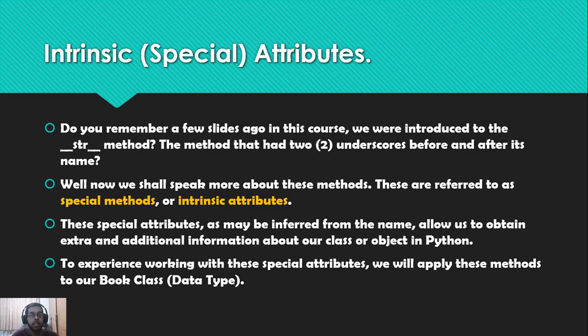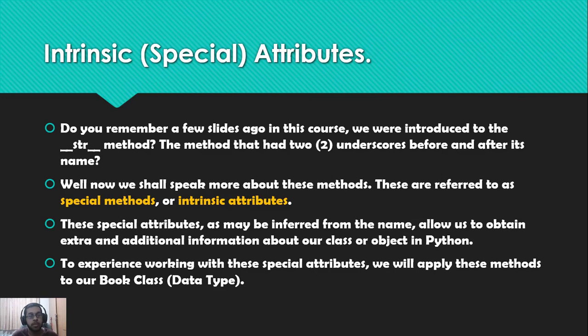Intrinsic special attributes. Do you remember a few slides ago in this course we were introduced to the string method, the method that had two underscores before and after its name? Well, now we shall speak more about these methods. These are referred to as special methods or intrinsic attributes.